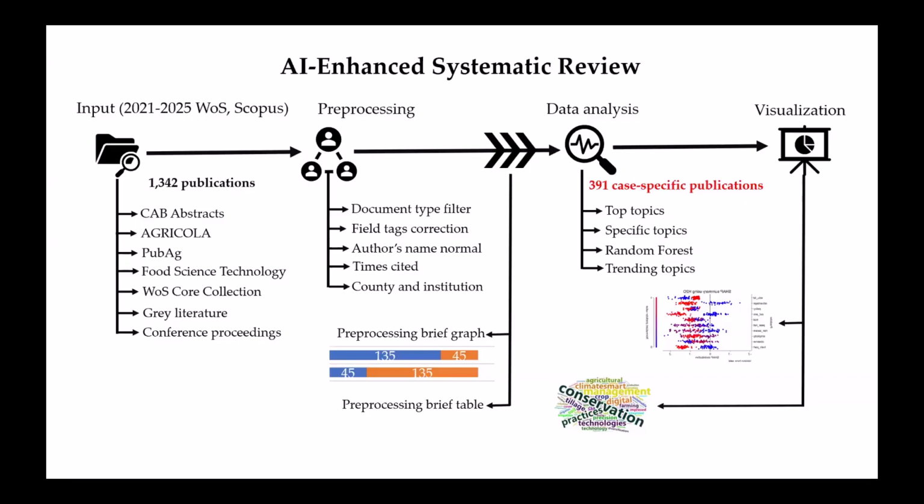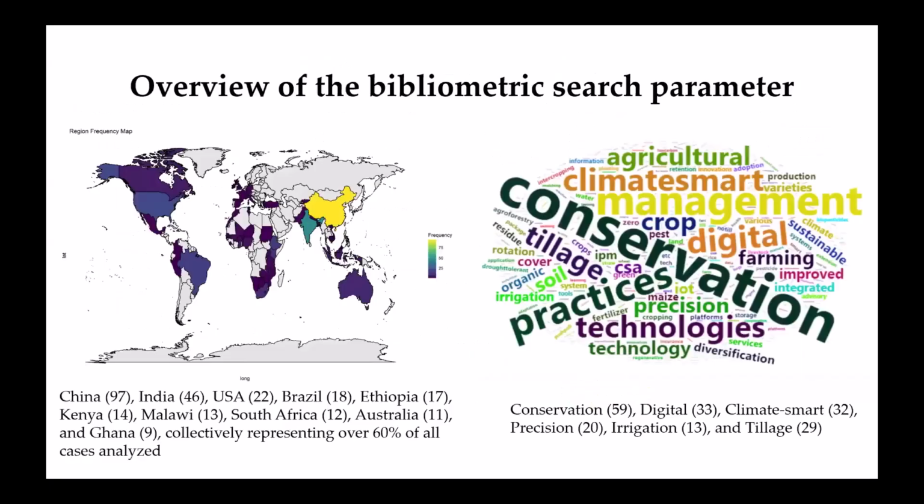So we narrow down to only 391 out of 1,342 publications, case-specific publications. So we gather the top topics, specific topics, and then the random forest is a part of machine learning, and the trending topics, and then the data visualization. One of the biggest advantages of using machine learning is the data visualization. So I'll explain these two figures at the bottom now.